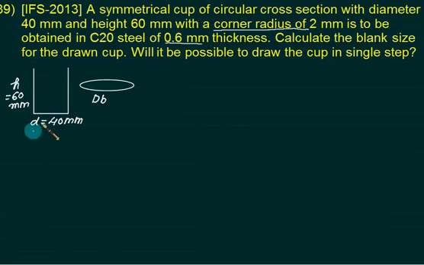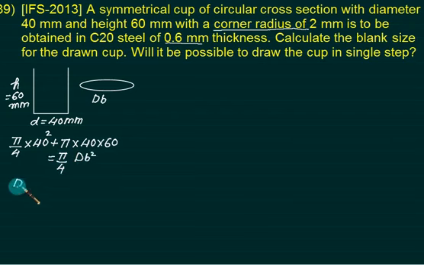So surface area at bottom is pi by 4 d square, that is 40 square, plus circumferential area is pi into d into h. So pi into 40 into 60. This must equal the area of blank, that is pi by 4 into db square. Solve this equation for the diameter of blank.